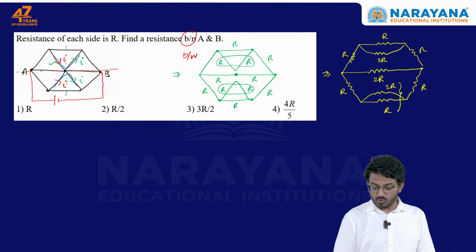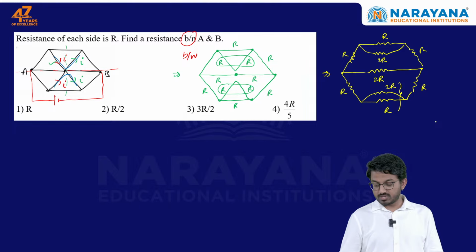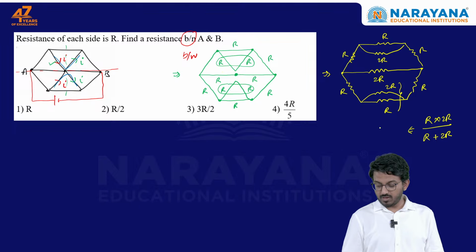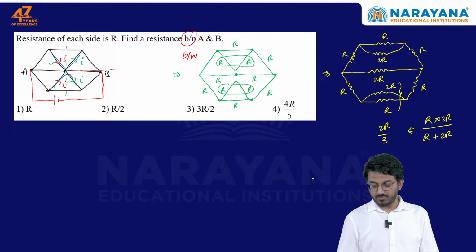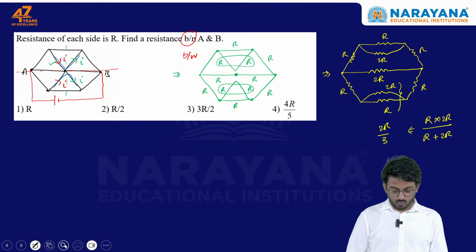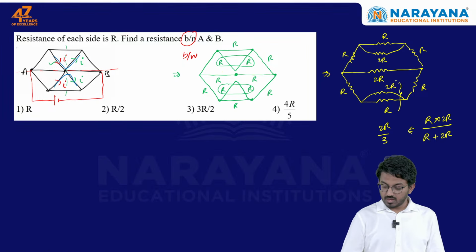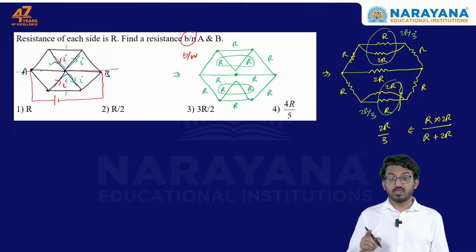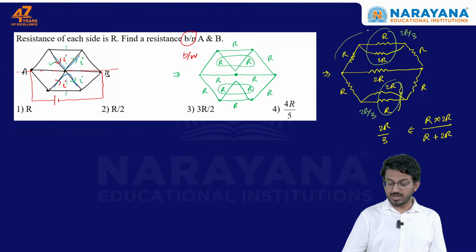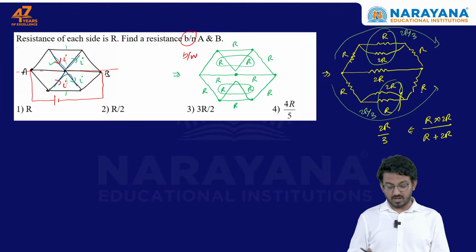Looking at them, these two are in parallel. So the resistance will be R1 R2 divided by R1 plus R2. So R into 2R divided by R plus 2R. This gives me 2R by 3. So this part became 2R by 3 effectively. This entire part is effectively 2R by 3, and this entire part is also effectively 2R by 3, giving us the top entire part in series, the bottom entire part in series, and there are three branches which are in parallel now.